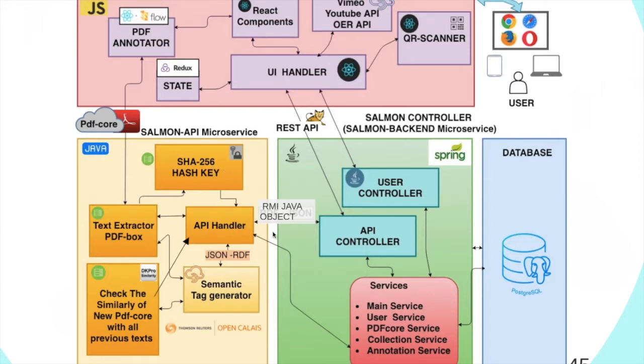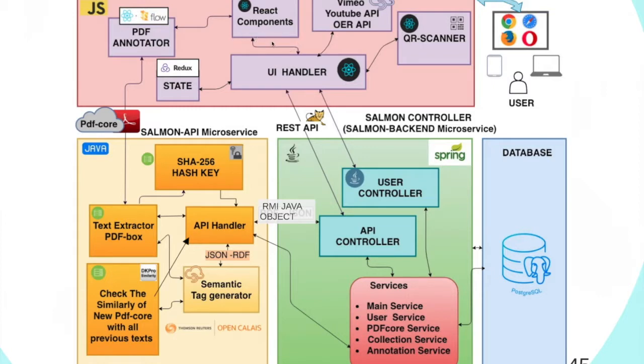And then at this level, we have the API handler that talks with the Spring backend. We use the Spring MVC framework of Java for our Salmon controller, or Salmon backend microservice. And in the front end, we have different components that handle the interaction of the user with the UI.